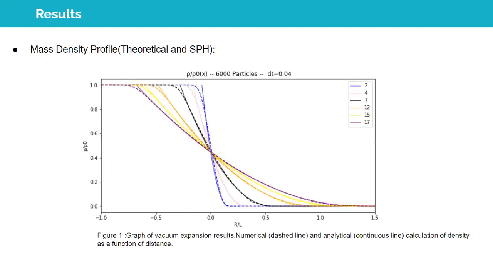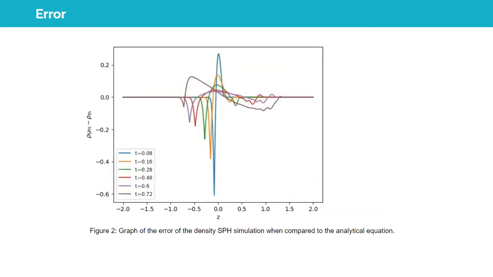This is the mass density profile normalized and presented at different timestamps, where the dotted line is the results of our simulations. Of course, looking at this image, we can't really analyze how good the approximation is. The dotted line seems very close to the solid line, but we can have a better grasp of the quality if we see the error graphs.